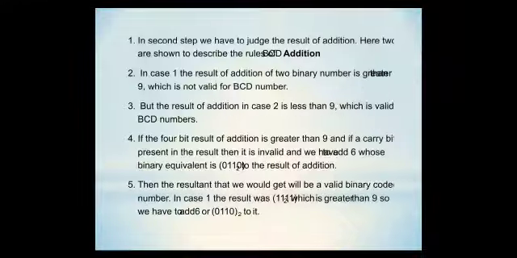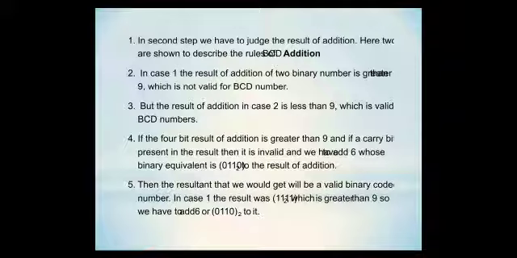Next, in the second step, we have to judge the result of the addition. Here two cases are shown to describe the rule of BCD addition. In case 1, the result of the addition of the two binary numbers is greater than 9, which is not valid for a BCD number. But the result of the addition in case 2 is less than 9, which is a valid BCD number. If the 4-bit result of addition is greater than 9 and a carry bit is present in the result, then it is invalid.